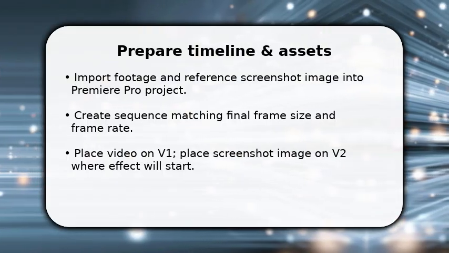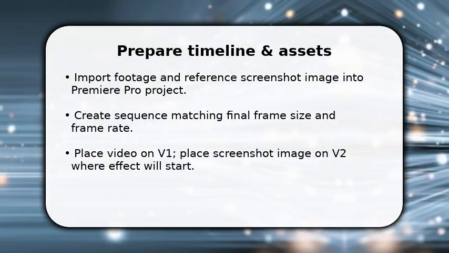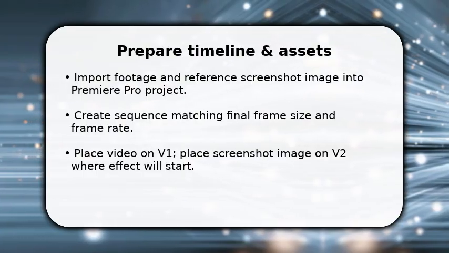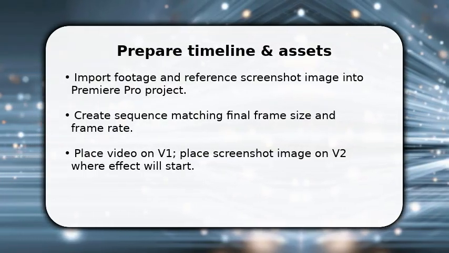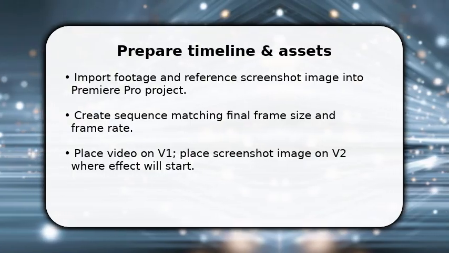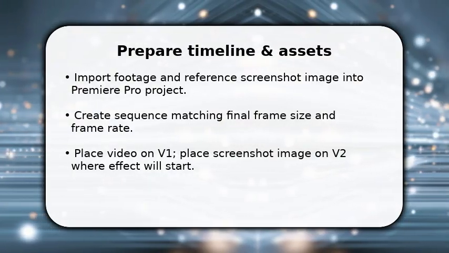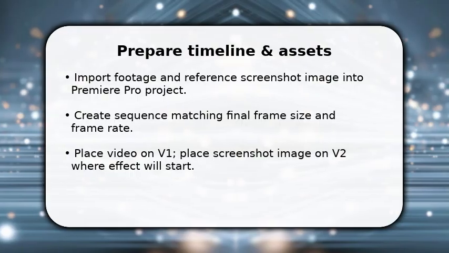Then place the video on V1 and drag the screenshot image onto V2 at the point where you want the effect to begin. Once done, trim the screenshot clip length to a few seconds. Make sure its duration fits the shot so transitions don't look abrupt.